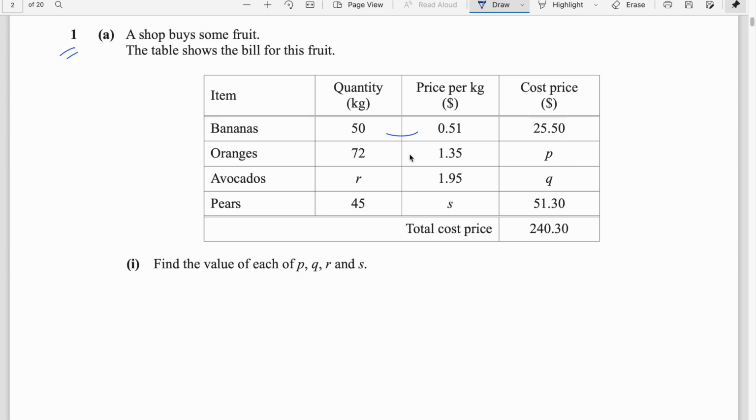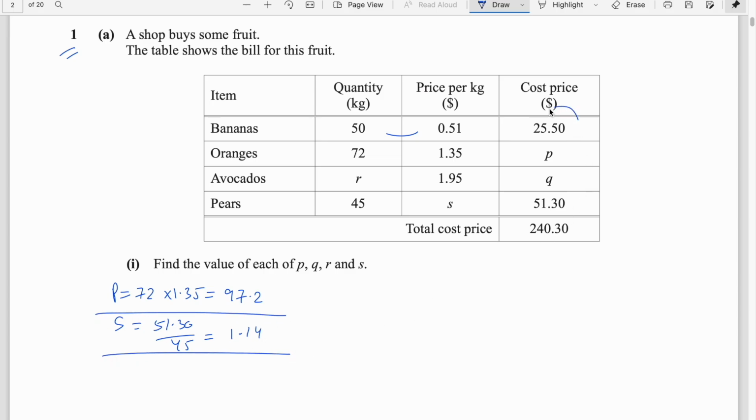I can see P is the product of 72 and 1.35. So value of P is 97.2. Now S is 51.30 divided by 45, that is 1.14. So when we're done with P and S, I can add all these up to find Q.